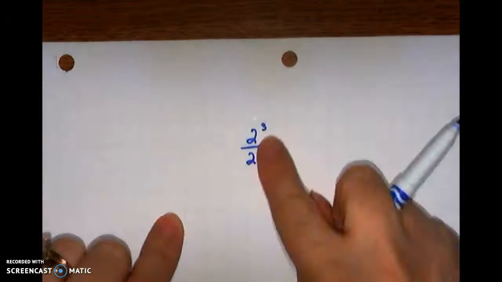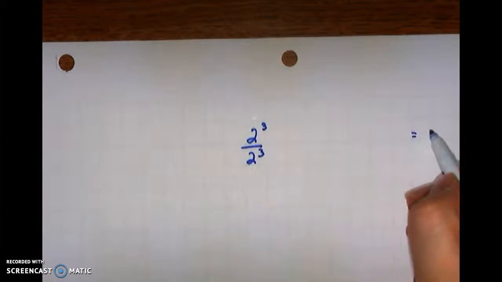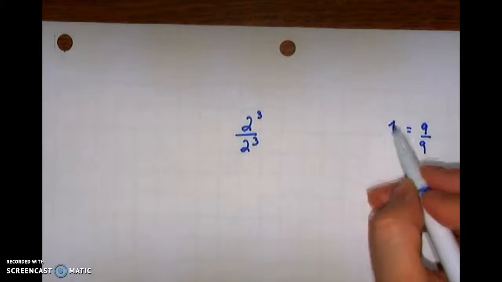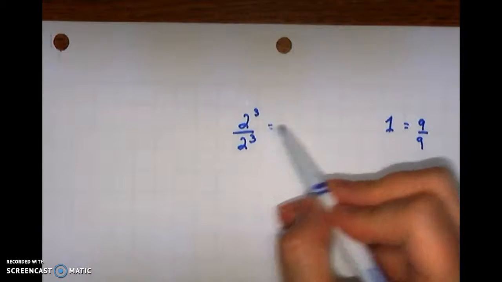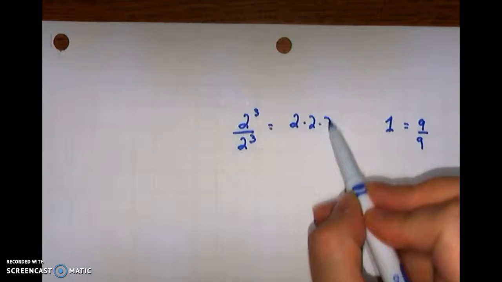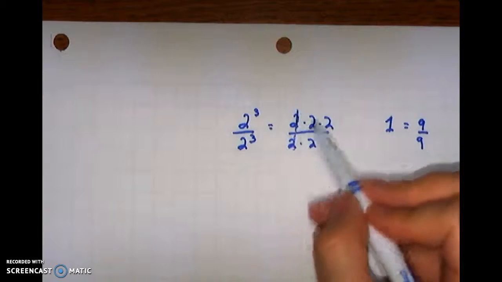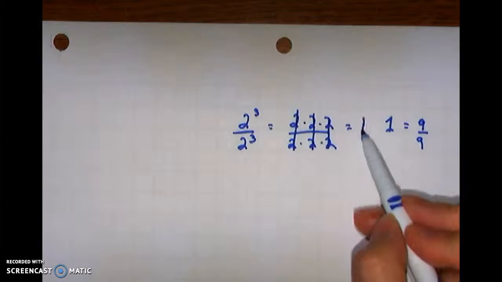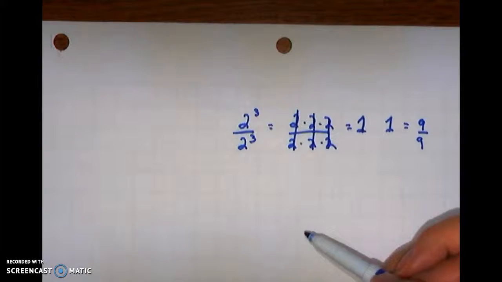Now, what happens if we take something and divide it by itself? You had 9, and you divided it by 9. What do you get? You get 1, right? Think about the rule we just looked at. Think about expanded form and what ends up happening. How many 2's are left?